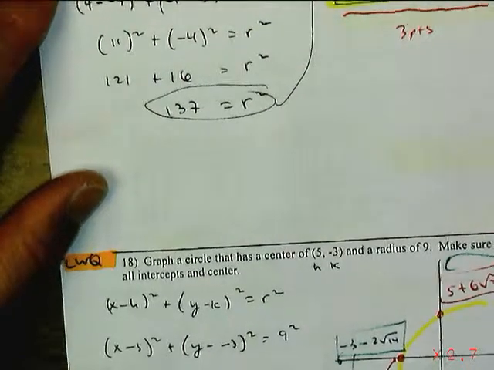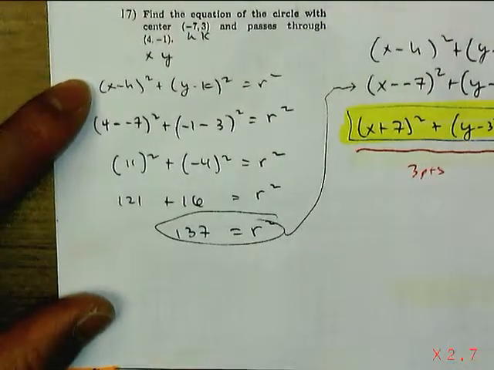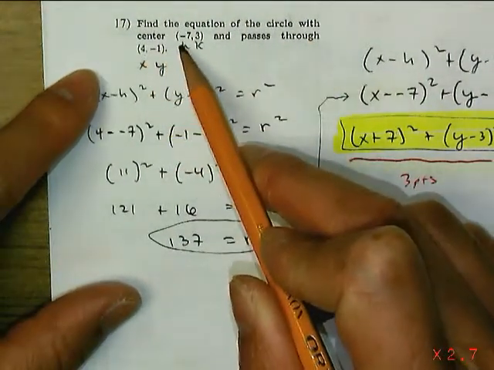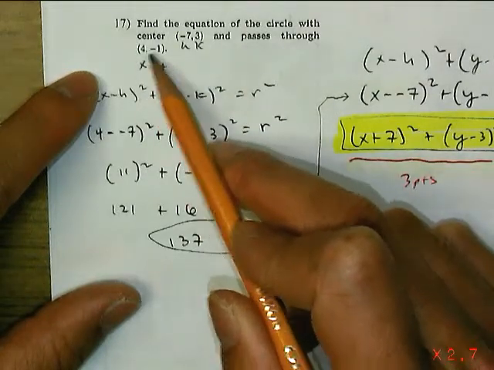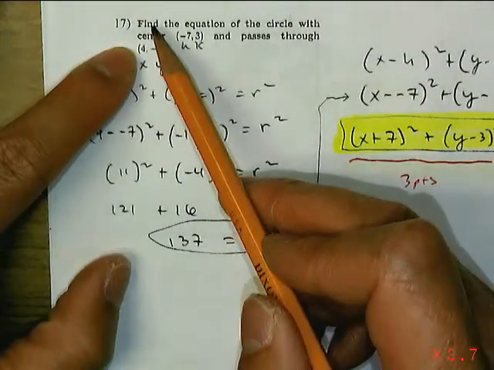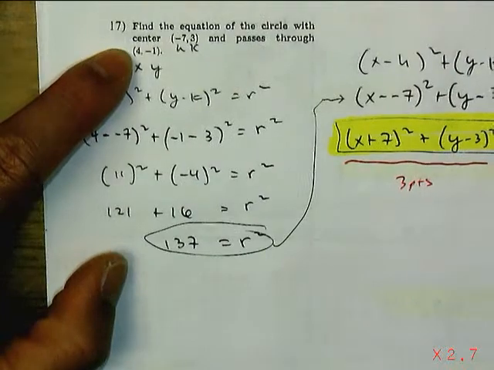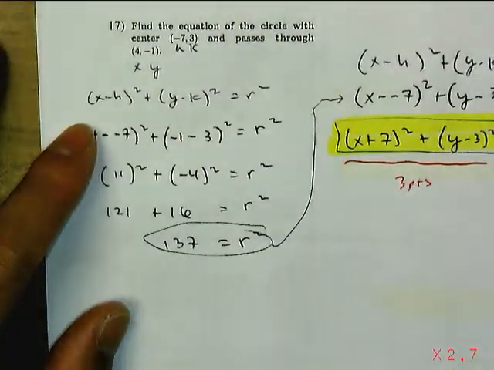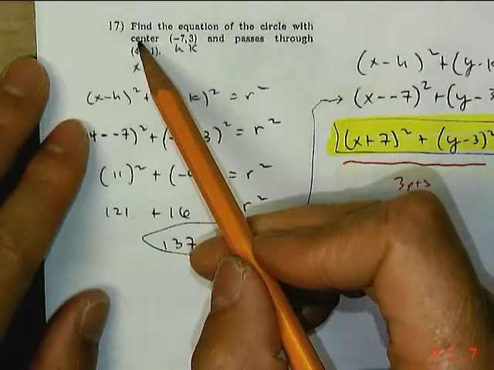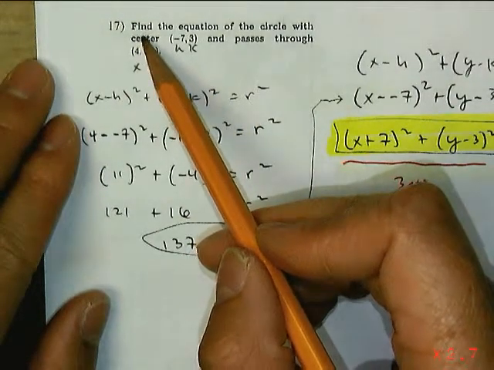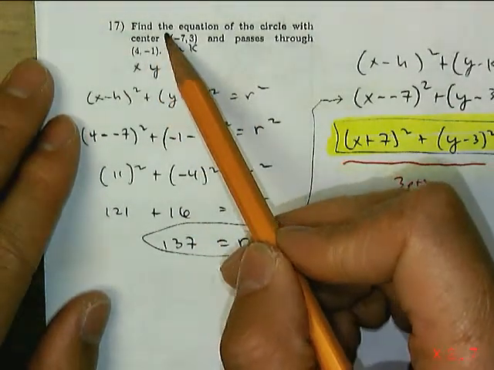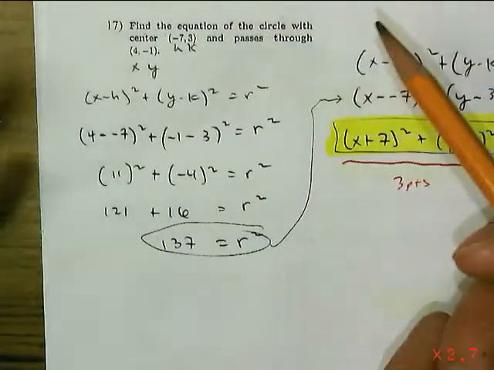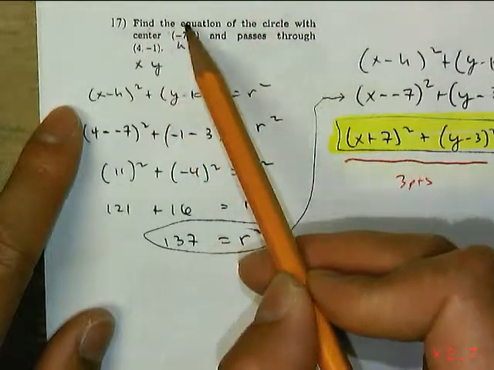Question number 17. Find the equation of the circle with center (-7, 3) that passes through the point (4, -1). Notice here it doesn't tell you to find the tangent line. A lot of students thought, nowhere in this sentence does it say the word tangent, so you shouldn't be finding the tangent. It says find the equation of a circle.